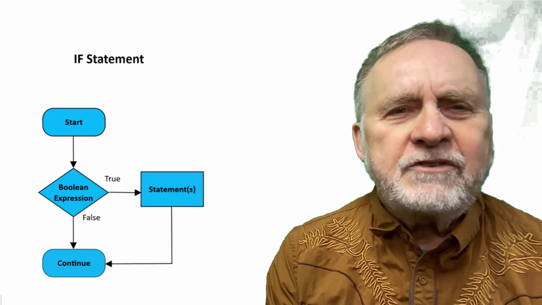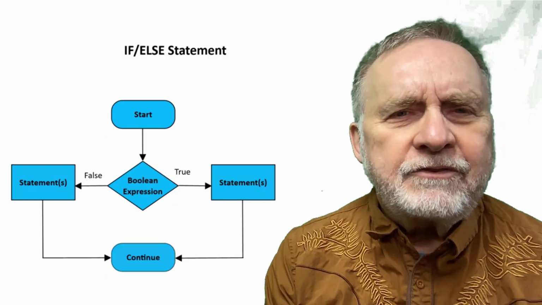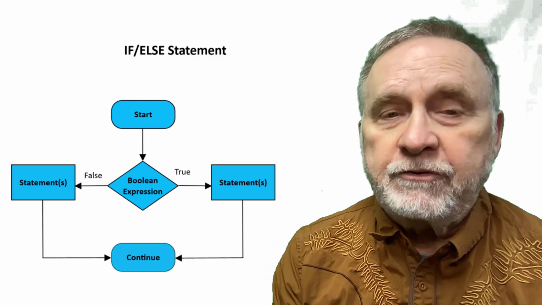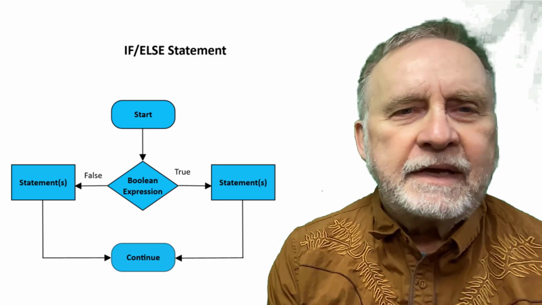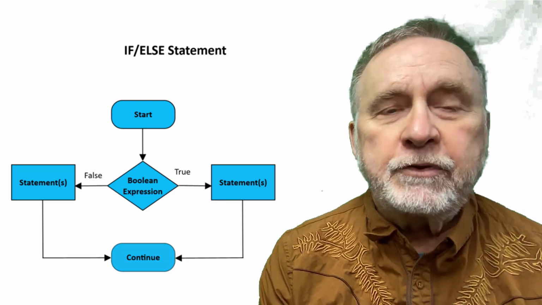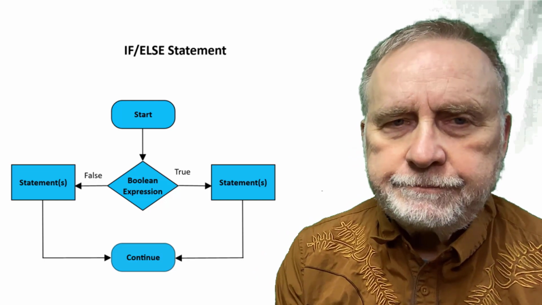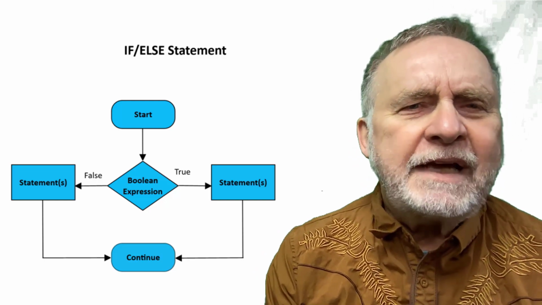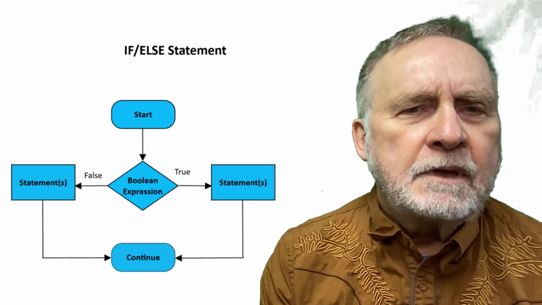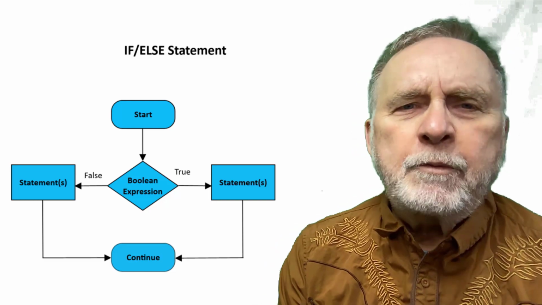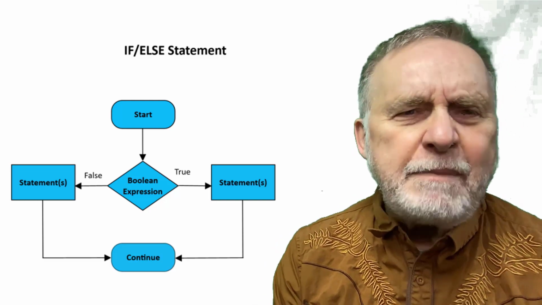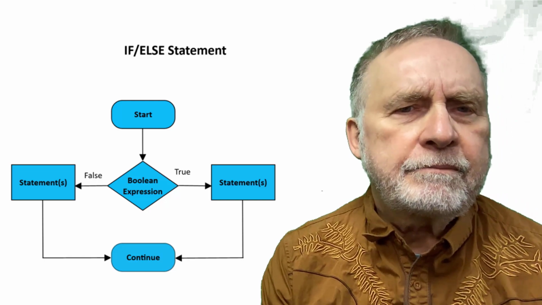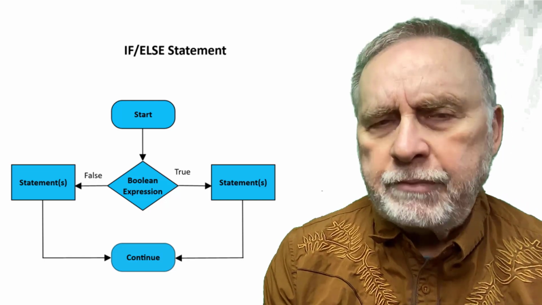The if-else isn't all that different. What it does is branch one way if a Boolean statement is true, and it branches a different way if the Boolean statement is false. It's really not that much different, but it is there to help you make your code a bit easier to understand and maybe a bit easier to code. Let's take a look at an example.